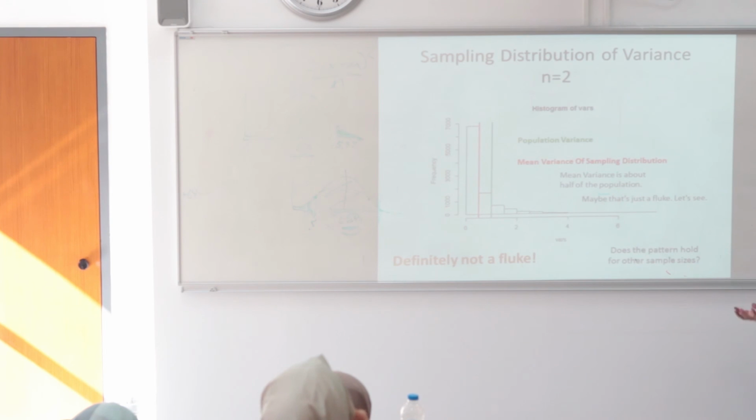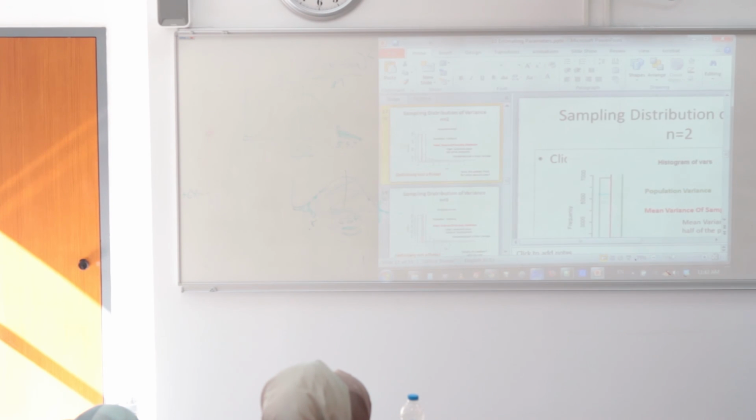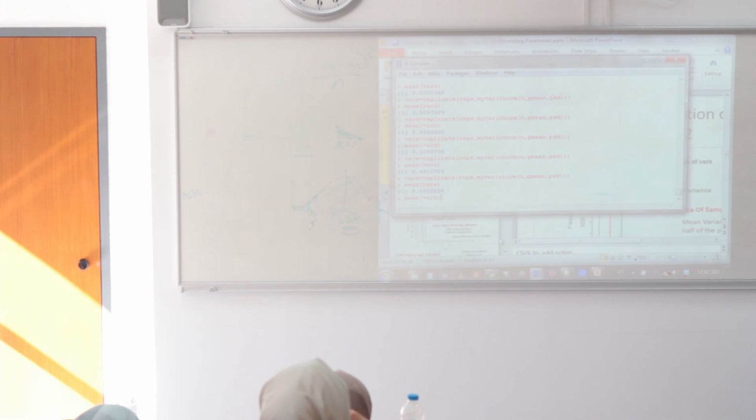So the question now is, does this pattern hold for other sample sizes? This was a sample size of 2. What if we took a sample size of 3? Well, let's see. Sample size 3. Let me reset n. N equals 3. Okay, now the mean was 0.66. Maybe that's just a fluke. 0.68, 0.65, 0.669, 0.68.